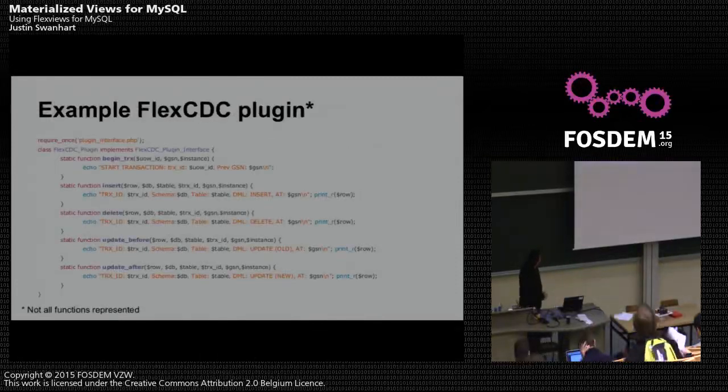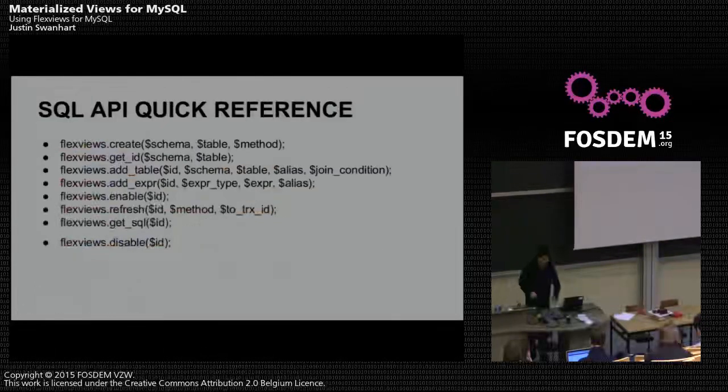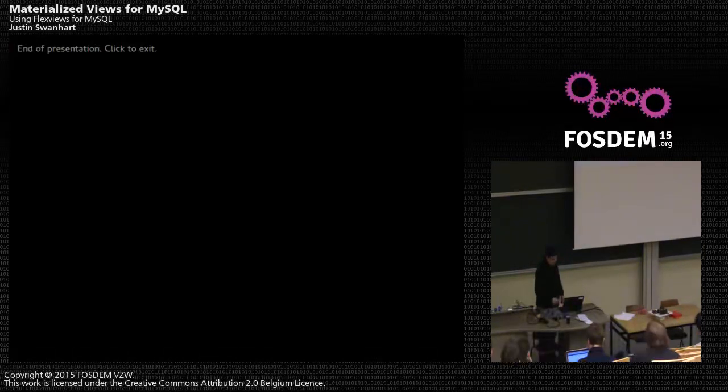It's probably too small to read, but it's a require once plugin interface, class FlexCDC plugin, implements FlexCDC plugin interface, and then we have begin transaction, insert, delete, update before and update after. Right? So you can put whatever behavior you want into those functions and do pretty much anything you want to do with your binary log data. Everybody else has been mentioning the binary log. It's awesome. It does all kinds of cool stuff. And then there's a quick reference: create, get, add expression, right? So really it's pretty simple, and fast and efficient. And that's it.